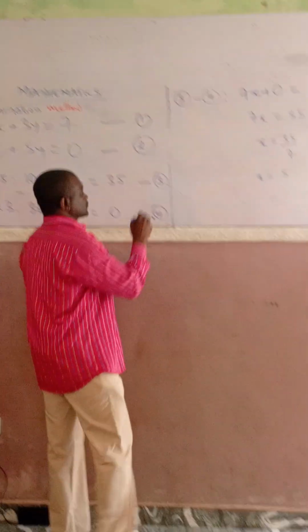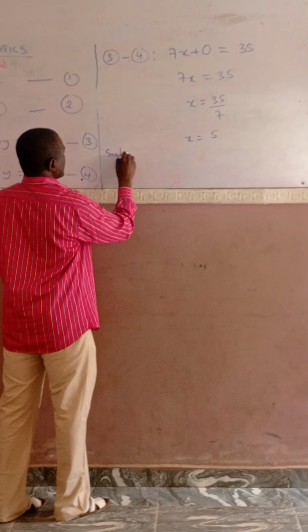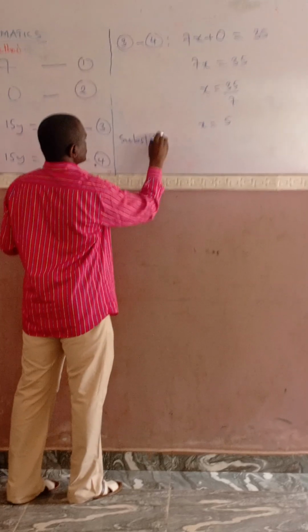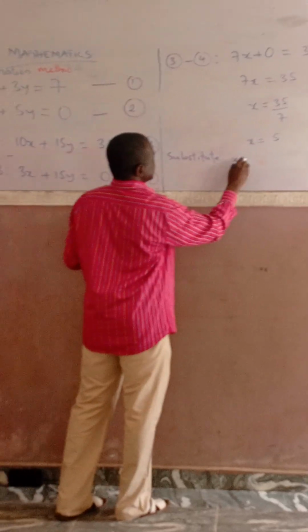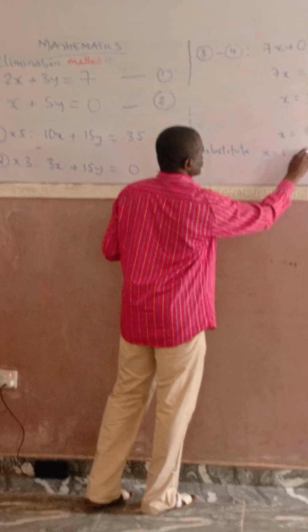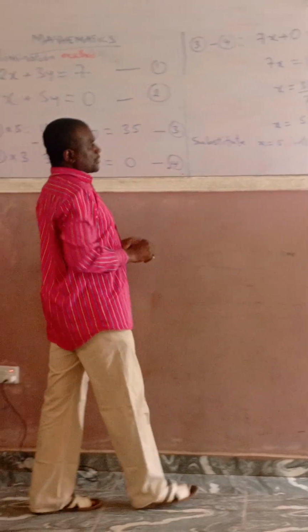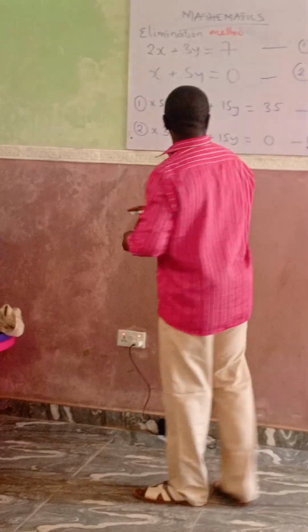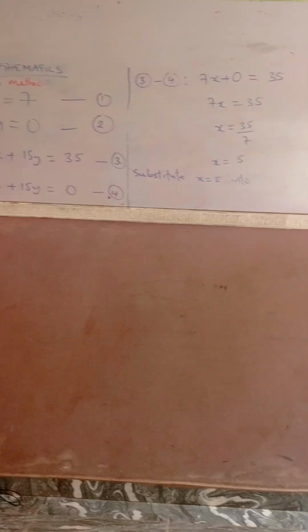So here you come and say substitute x equals 5 into the equation. Some students are not writing the equation. You don't need to write that one. Just write the number and circle it. It's known that it's an equation. So which equation do we substitute the value of x into to obtain y?